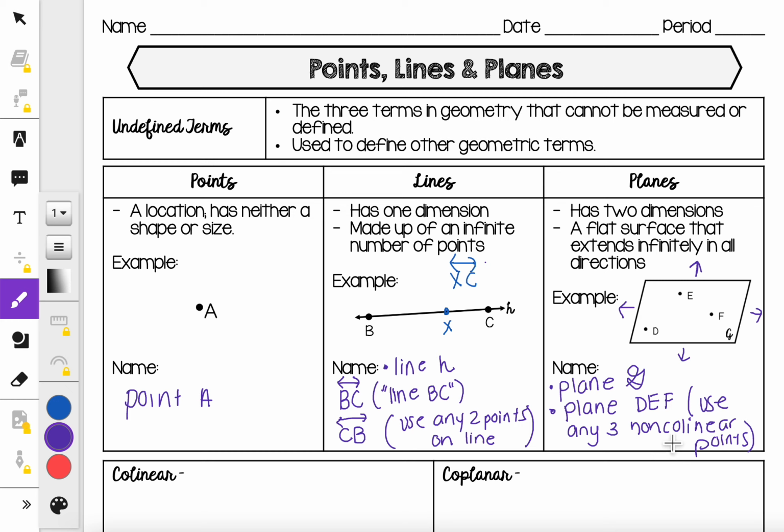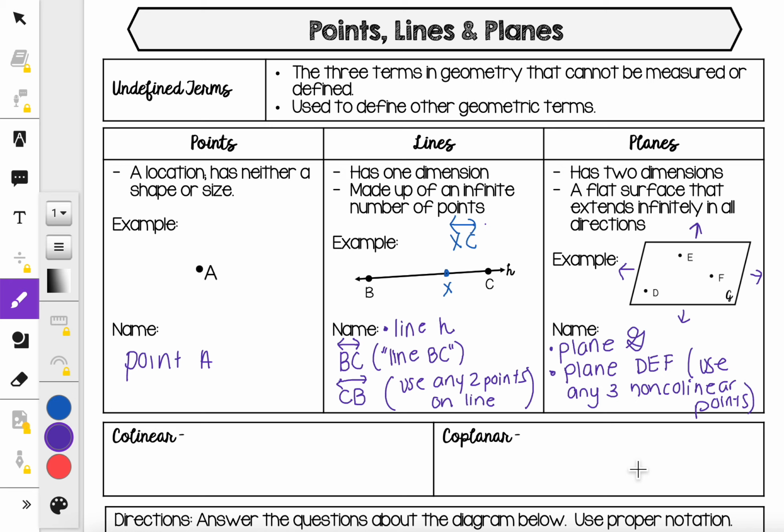Okay, so before we talk about what it means to be non-colinear points, we're going to talk about what it means to be colinear points. Colinear means that your points lie on the same line. So it's points that lie on the same line. Okay, so I cannot draw one single line through these 3 points DEF. I can't do it. So these 3 points would be non-colinear.